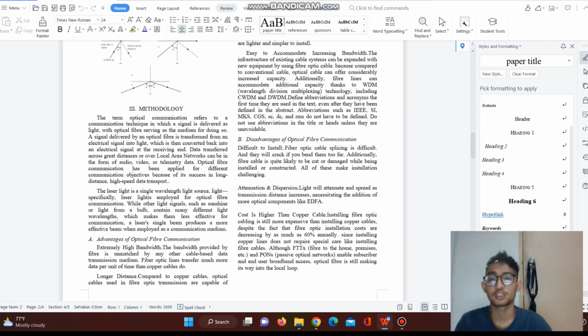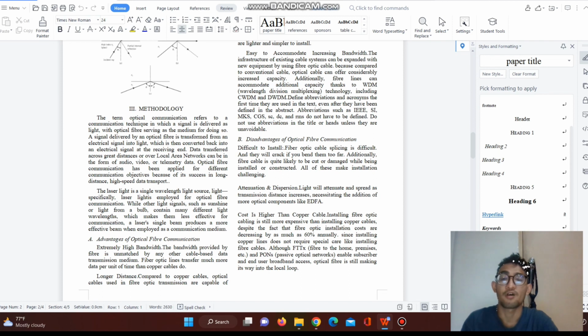Optical fiber communication has been applied for different communication objectives because of its success in long distance and high speed data transport. Other than that, laser light is a single wavelength light source. Specifically, laser light is employed for optical fiber communication, while other light signals, like sunshine or light from a lamp, contain many different light wavelengths, which make them less effective for communications.